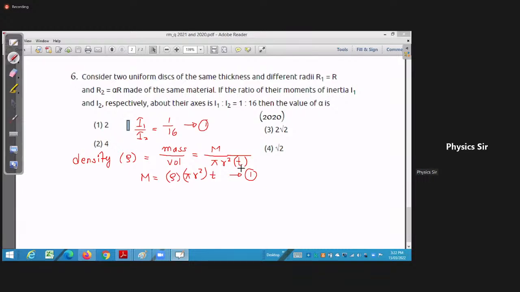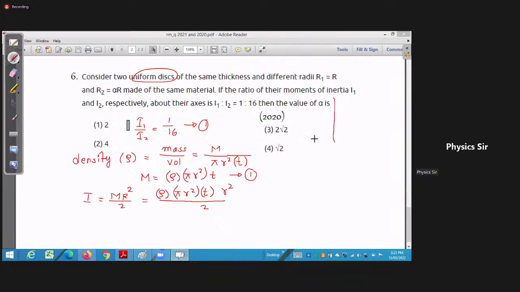अभी हम लोग ने थोड़ा टाइम पहले यूनिफॉर्म डिस्क का मोमेंट ऑफ इनर्शिया का फॉर्मूला लिखा था. व्हाट इज द यूनिफॉर्म डिस्क का मोमेंट ऑफ इनर्शिया का फॉर्मूला? I is mr square by 2. m का जगह पे क्या लिखेगा? m का जगह पे rho pi r का square into t, and this is r का square divided by 2.